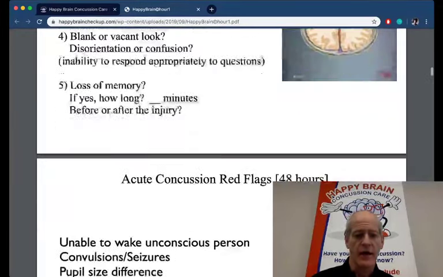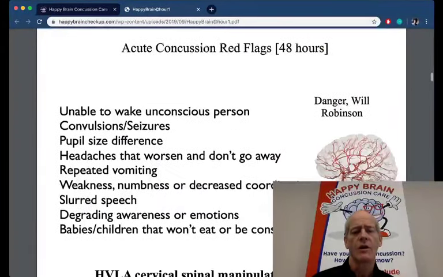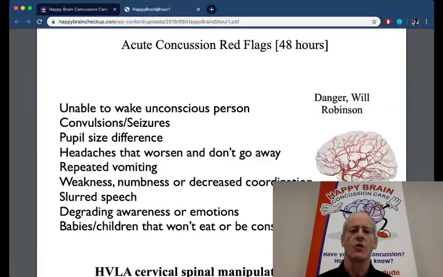Excellent. And then one of the things that I also want to address are red flags. Acute concussion. Somebody just hit their head. They are having dizziness, confusion. And we want to know, do we keep this person up all night? Do we send them to bed? Do we take them to the hospital? What do we do next?